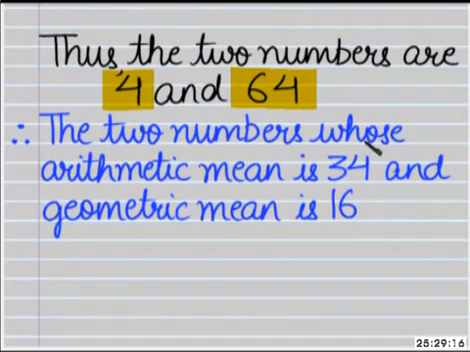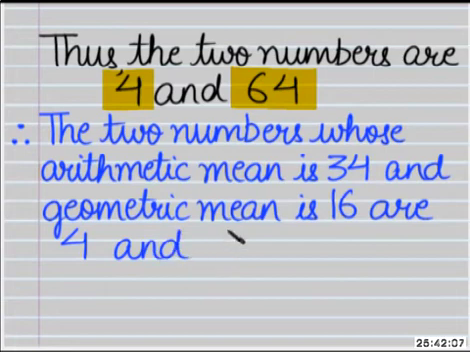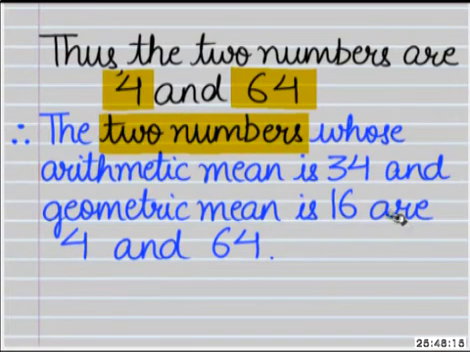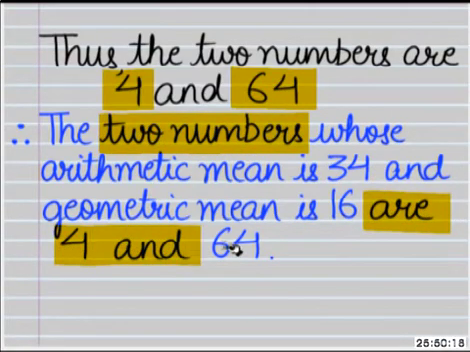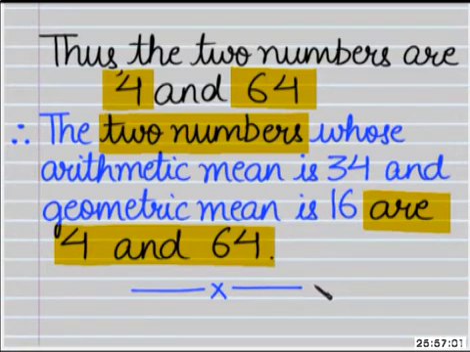Therefore, the two numbers whose arithmetic mean is 34 and geometric mean is 16 are 4 and 64, which is the required solution.